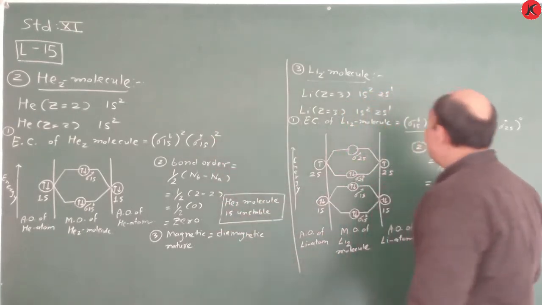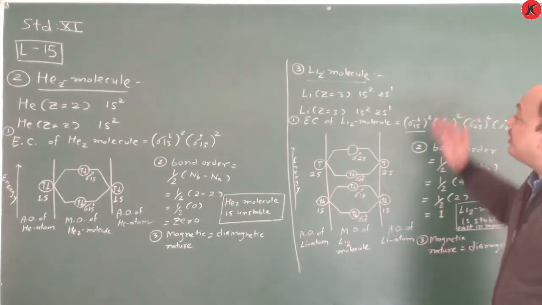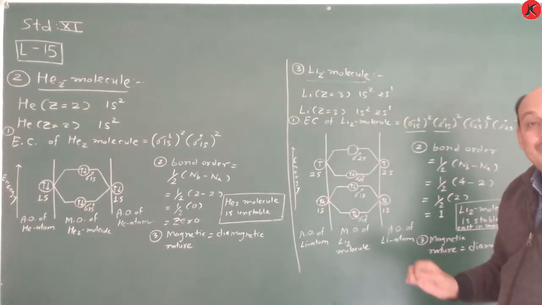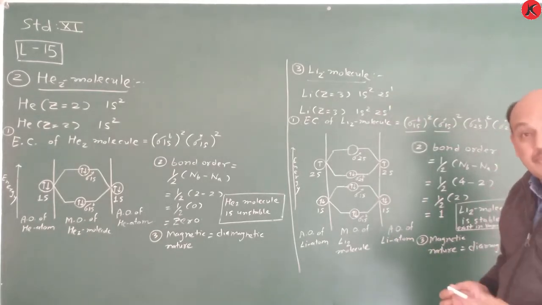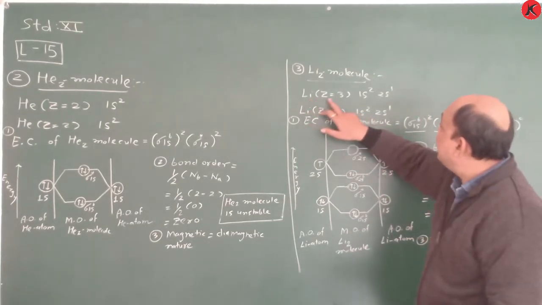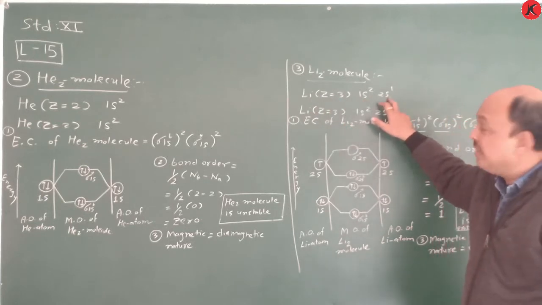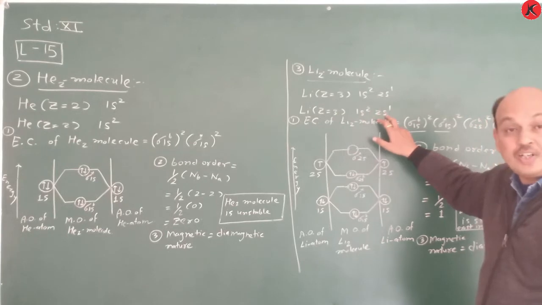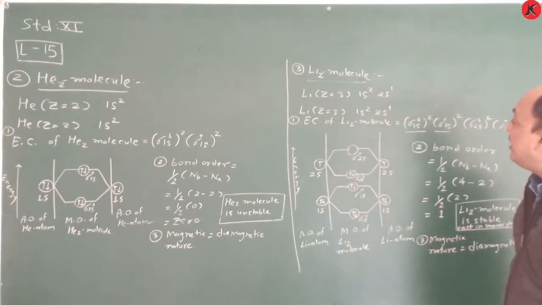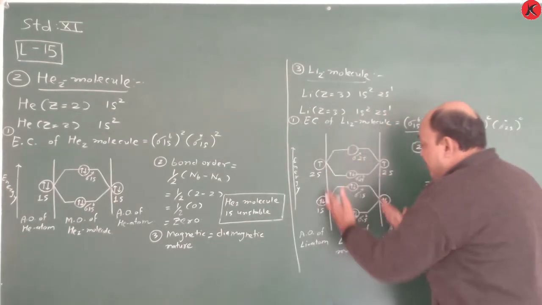Now we switch towards the Li2 molecule. The Li2 molecule is made up of 2 lithium atoms. The first lithium atom has Z equal to 3, 1s2, 2s1. Lithium atom, Z equal to 3, 1s2, 2s1. You know the electronic configuration very well. Now, first of all, you have to draw it just like this.